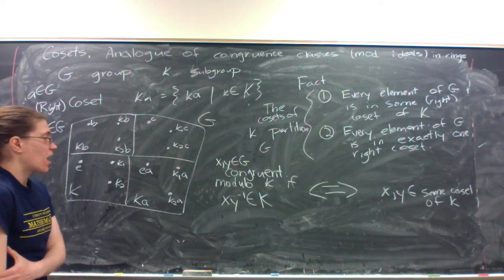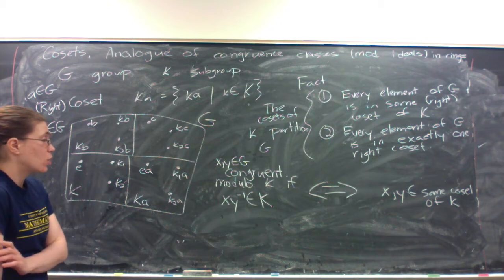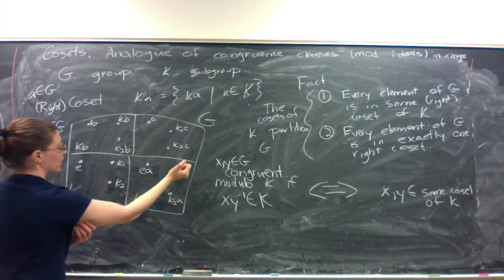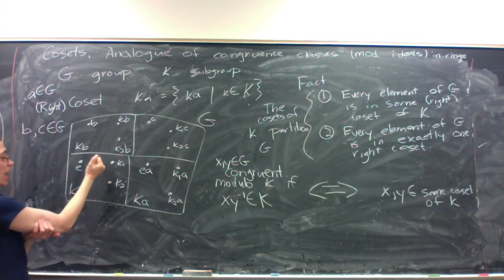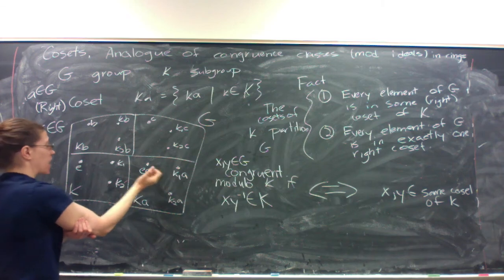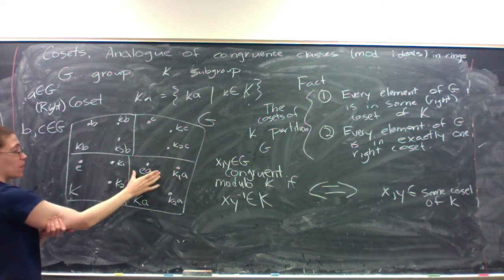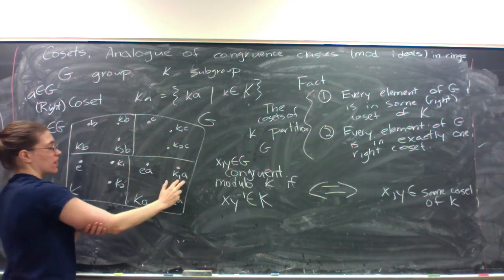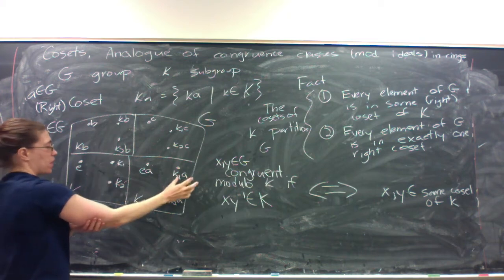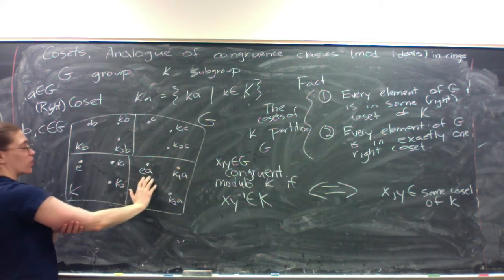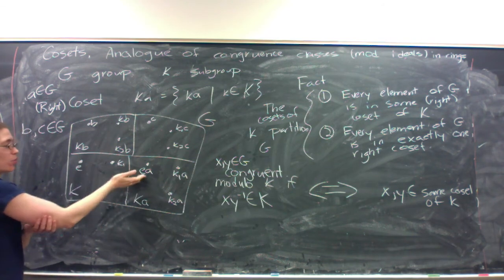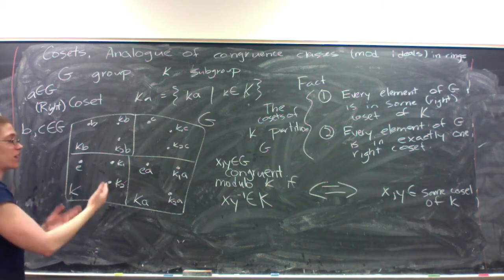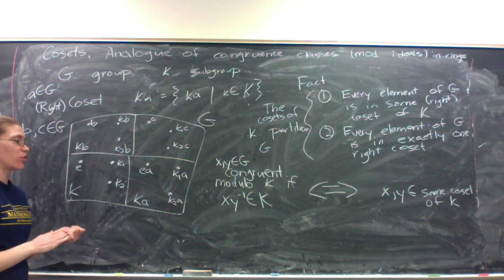And framed a different way, you could say that I translate K1A into K by multiplying by the same element that I multiply EA by to translate into K. So to translate K1A into K, I would multiply by A inverse. To translate EA into K, I would multiply by A inverse on the right. This is just another rephrasing of what it means to be congruent modulo K.